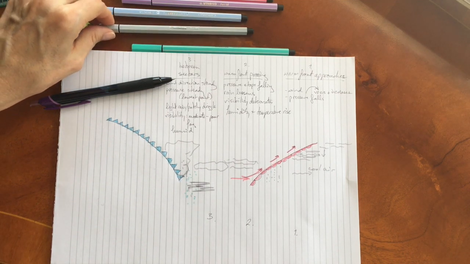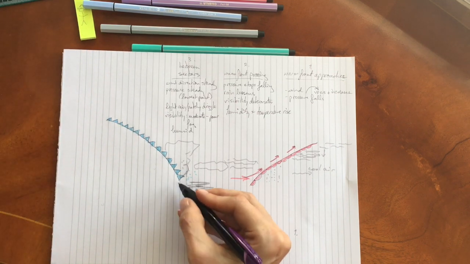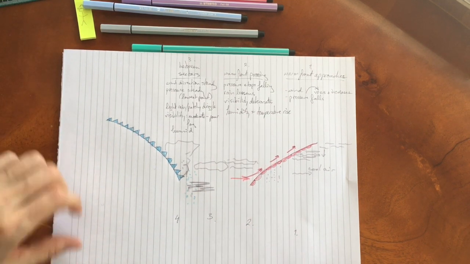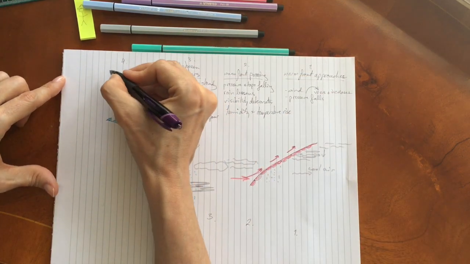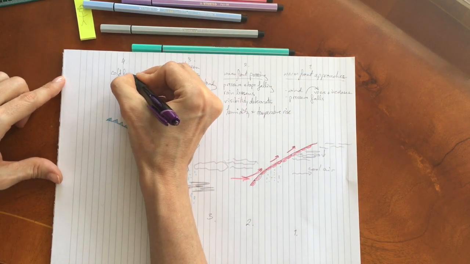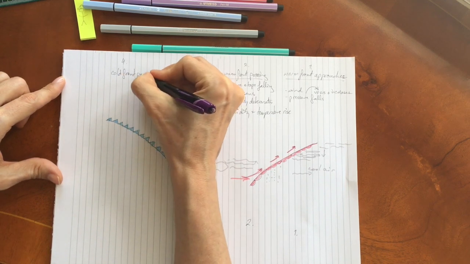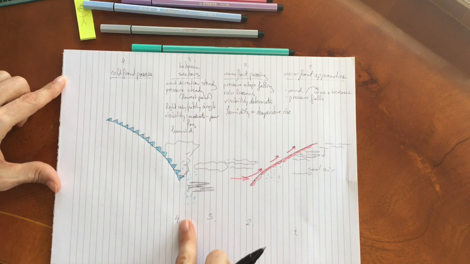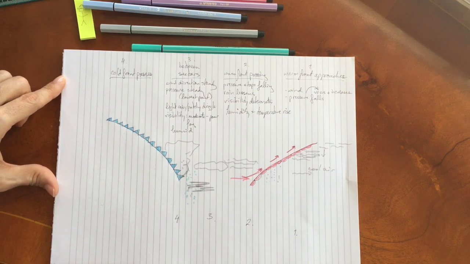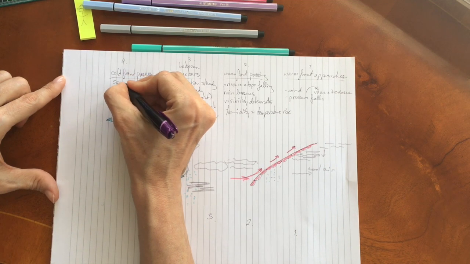What's happening in Sector 4, which is what we're just now talking about? The cold front passes. What happens in Sector 4? So the wind is veering with a squall.